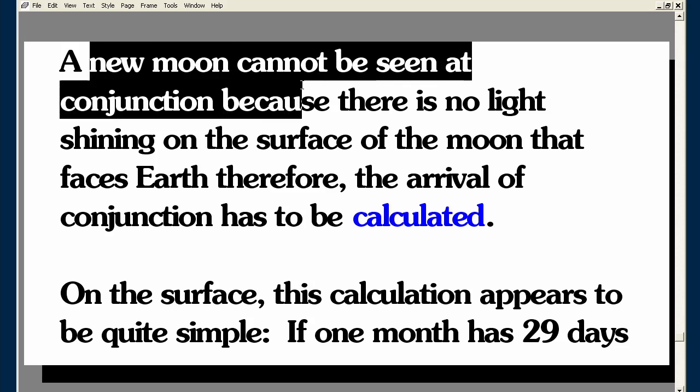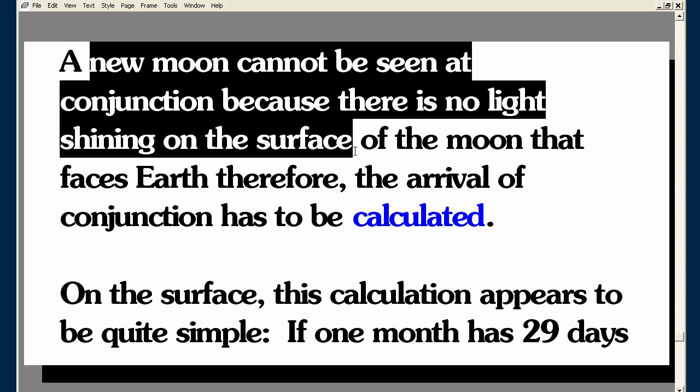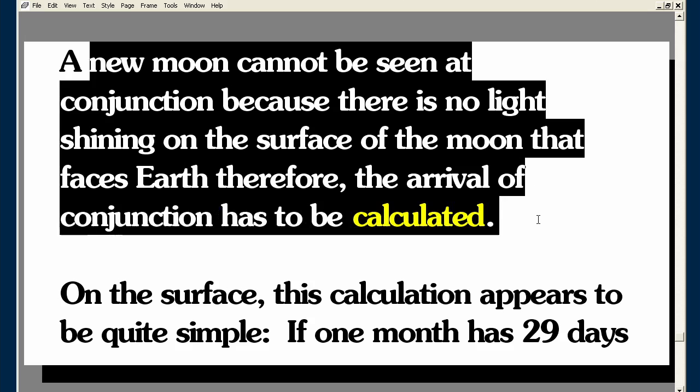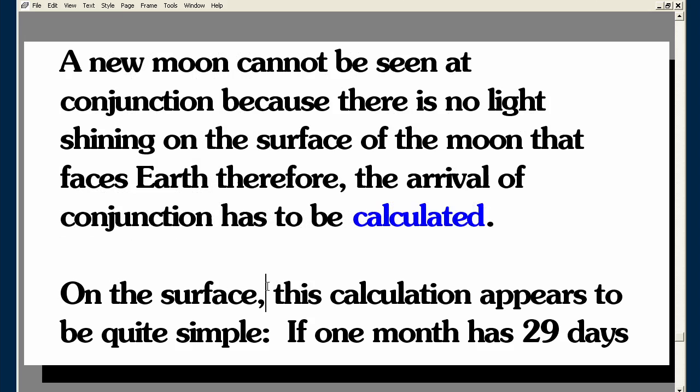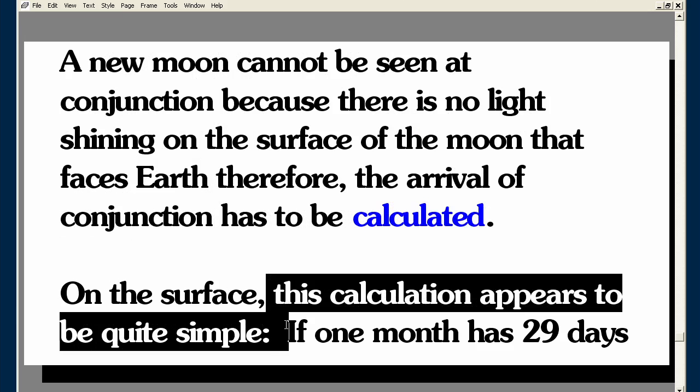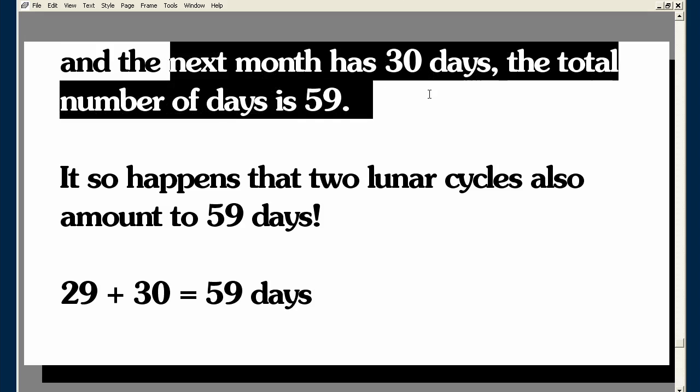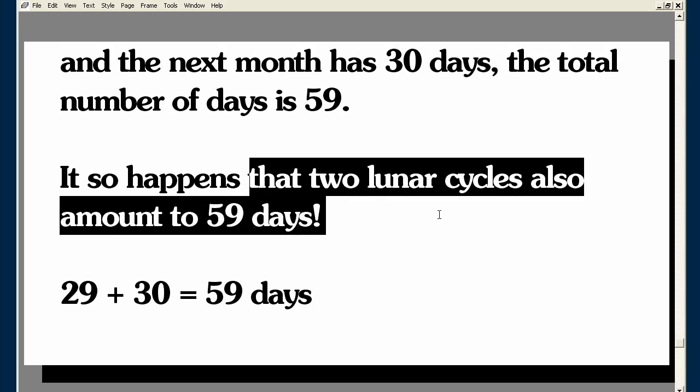A new moon cannot be seen at conjunction because there is no light shining on the surface of the moon that faces Earth. Therefore, the arrival of conjunction has to be calculated. On the surface, this calculation appears to be simple. If one month has 29 days and the next month has 30 days, the total number of days is 59. And it just so happens that 2 lunar cycles also amount to 59 days.